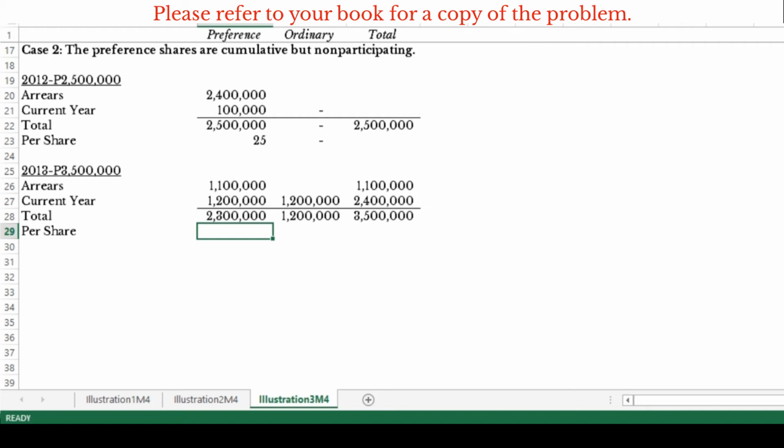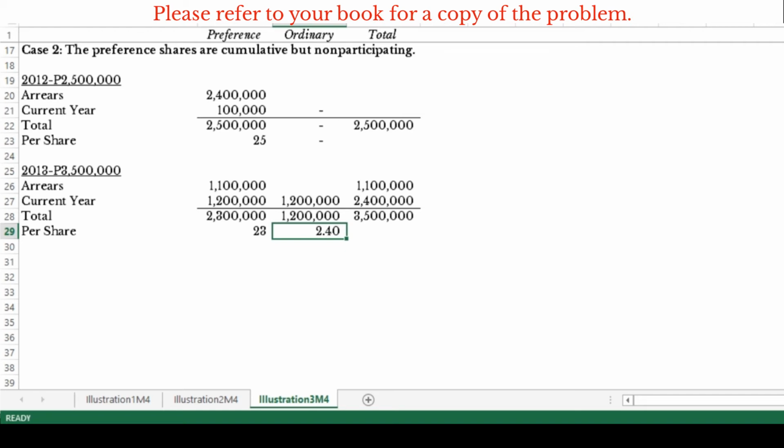So, let's compute yung per share values. Let's copy. So, this time, naging 23 per share ang na-receive ng preference. Then, for ordinary, we divide this by 500,000. So, that would be 2.4.